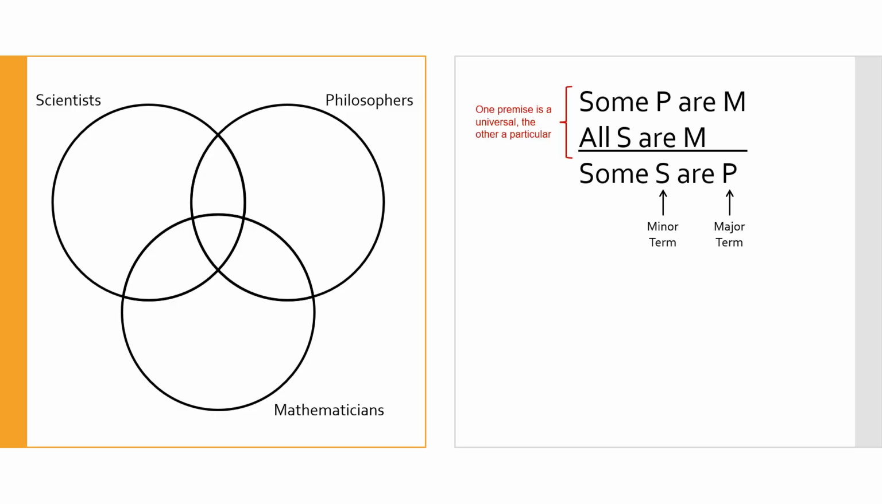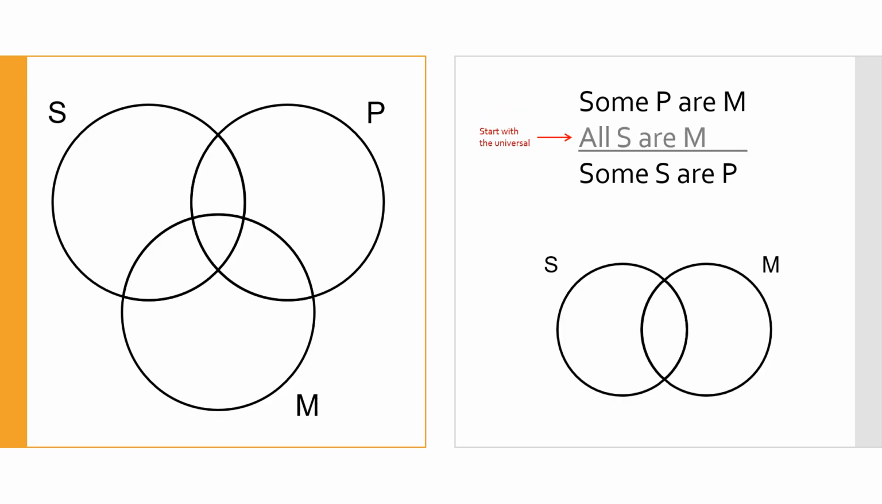Notice that in this case, we find ourselves facing that basic problem where our rule about particulars applies. We have one premise that's a universal and one premise that's a particular. And so we need to start with the universal. It's the minor premise in this case, but it doesn't really matter. Just start with the universal whenever you find yourself with one universal and one particular. Now this premise says all S's are M's.